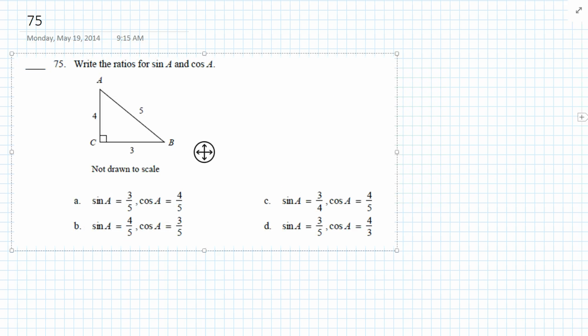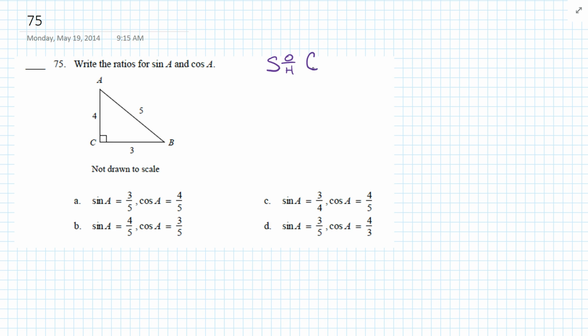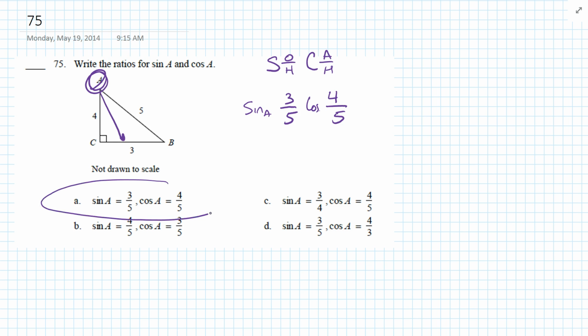75. Write the ratios for the sine of A and the cosine of A. So sine is opposite over hypotenuse. Cosine is adjacent over hypotenuse. So we're trying to find angle A. So the sine opposite would be 3. The hypotenuse would be 5. The cosine would be the adjacent, so it would be 4 over 5. So we're looking for 3 over 5 for sine and 4 over 5 for cosine. Answer is A.